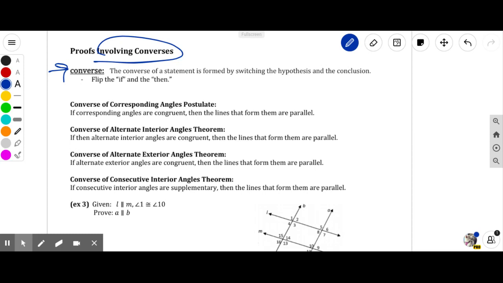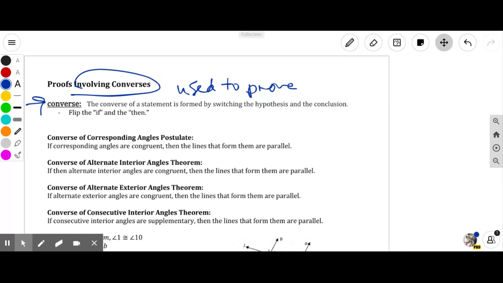So pretty much any theorem that you can think of can have a converse for the most part. And the converses of these parallel lines theorems are used to prove lines parallel. So anytime you are asked to prove that lines are parallel, you're using a converse. Each theorem that we talked about on the front page has a converse. First is the converse of the corresponding angles postulate. It says, if I have a pair of corresponding angles that are congruent, then I can conclude that the lines that form those angles are parallel. Same thing with all the others.